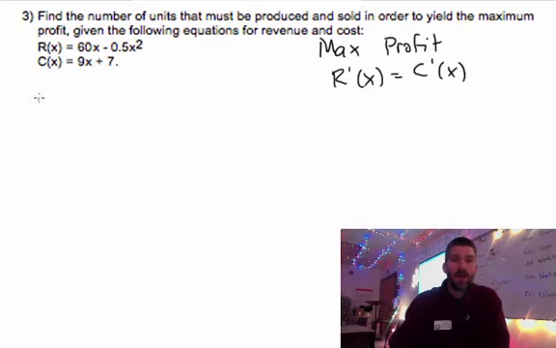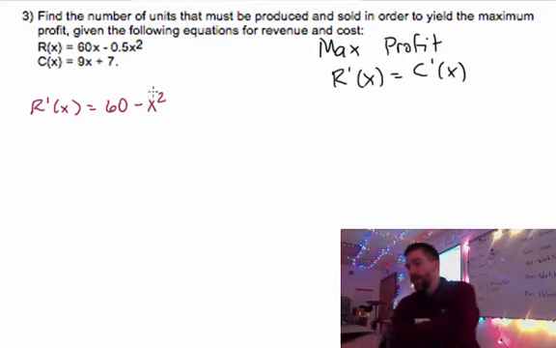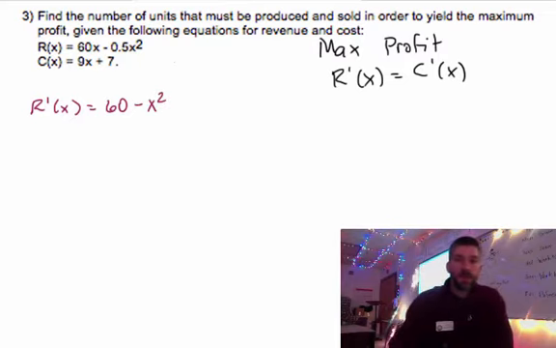And so when I'm working this out, I just need to know what R prime is. So R prime of X is 60 minus X squared. Let me double check that. I think that's right. Yep. Or 60 minus X, not X squared. Yikes. And then C prime of X is just 9.